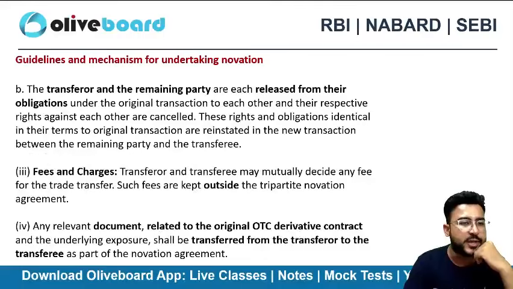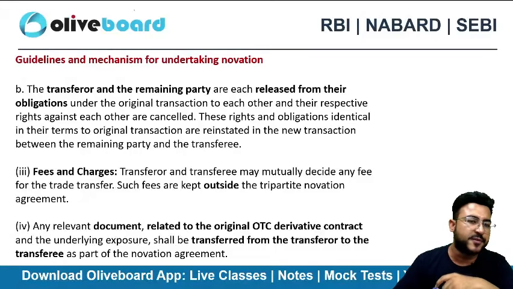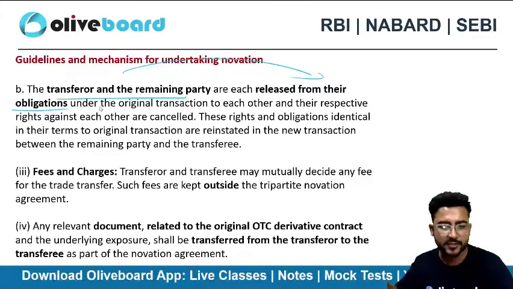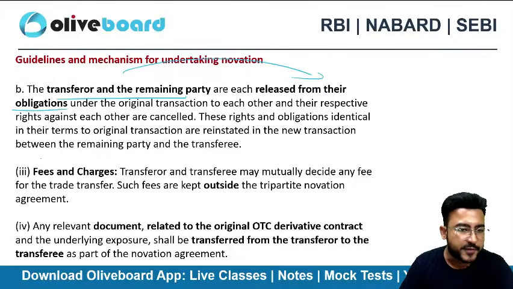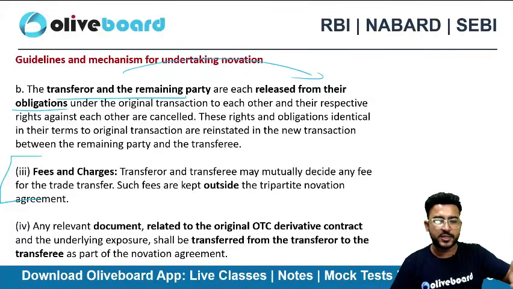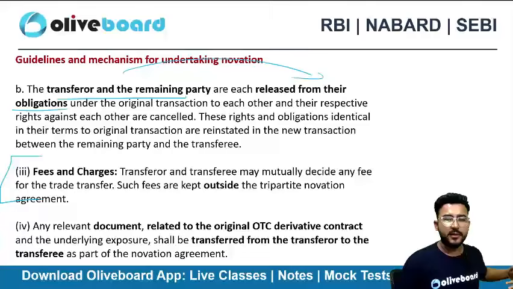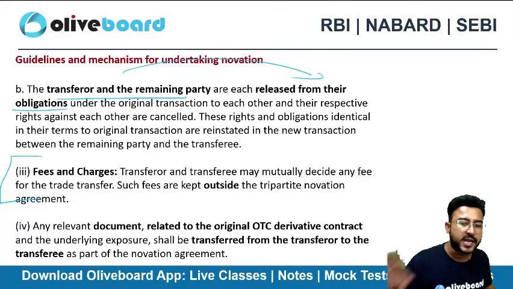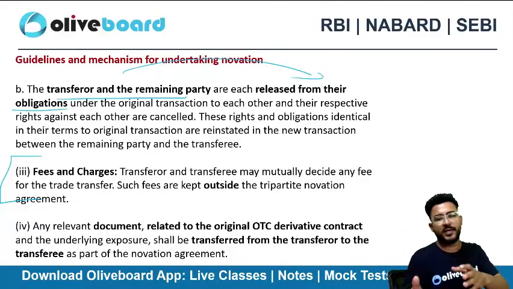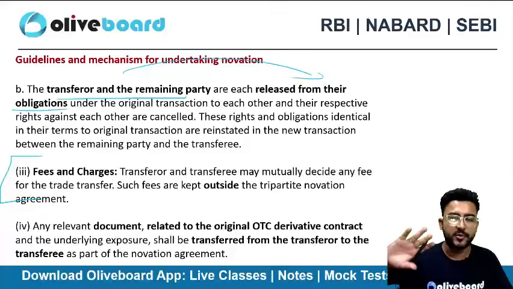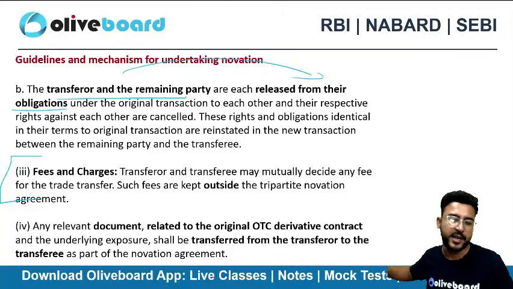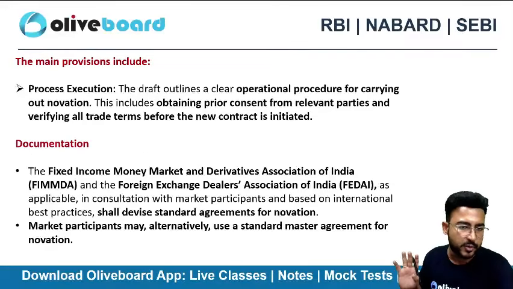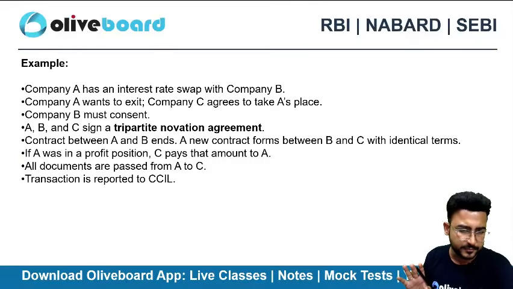Just checking what else you can remember in this. The transferor and the remaining party will be released from their obligation, obviously, because a new contract is formed between Bhakti and Sudarshan. Fees and charges, whatever fees I am charging Sudarshan. Why? Because I am giving him a right of entering the contract. So I'm charging something, for example, that will be outside the triple agreement, because Bhakti is nowhere concerned about this particular fee. It's between me and Sudarshan. So that's why it's outside the triple agreement, right? Even if you guys are able to remember this, that will be fine, I think, right?